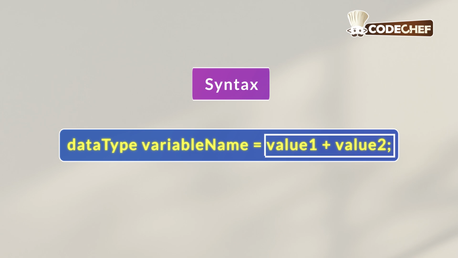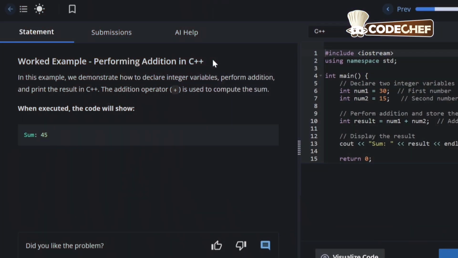First we will declare two variables, value 1 and value 2. So whatever value we have stored in the variables value 1 and value 2 will be added and it will be stored in the variable called variable name. Now let's go to the CodeChef platform and see how addition operation works in C++. The objective of this program is performing addition in C++ and the expected output is sum : 45.